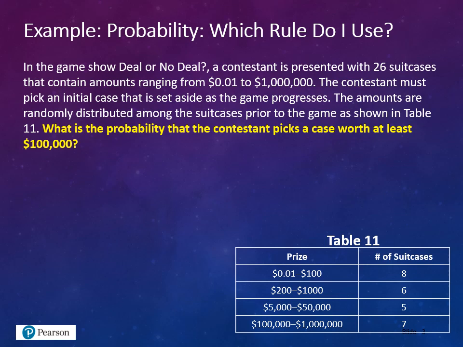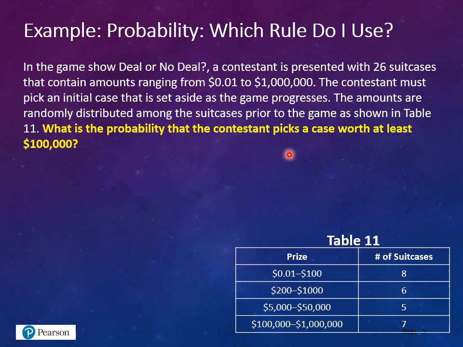So let's look at an example here. In the game show Deal or No Deal, a contestant is presented with 26 suitcases that contain amounts ranging from 1 cent to $1 million. The contestant must pick an initial case that is set aside as the game progresses. The amounts are randomly distributed among the suitcases prior to the game, as shown in Table 11. There are 8 suitcases between 1 cent and $100, 6 between 200 and 1,000, 5 between 5,000 and 50,000, and 7 between 100,000 and 1 million.